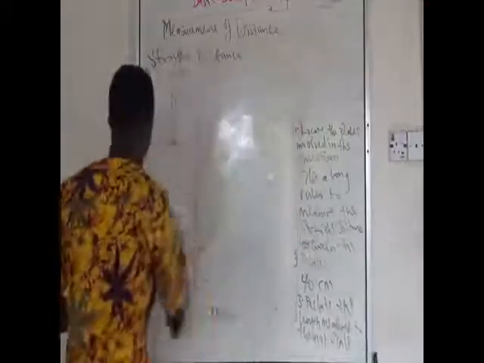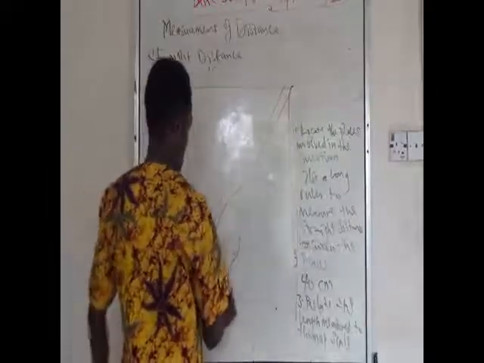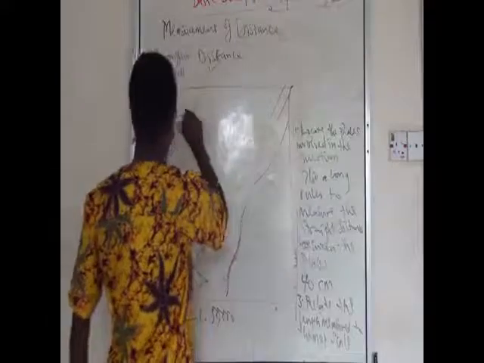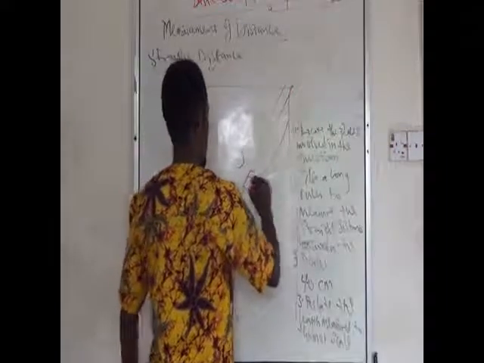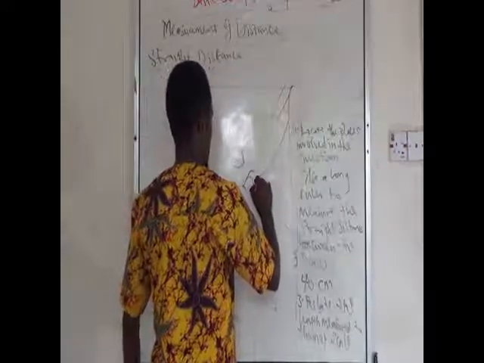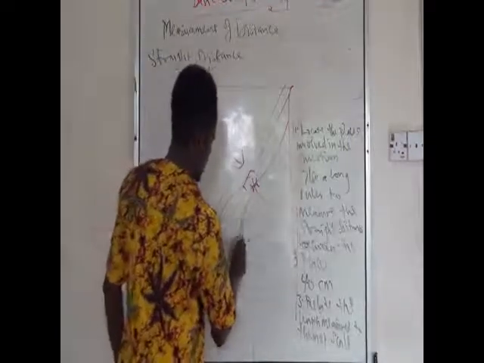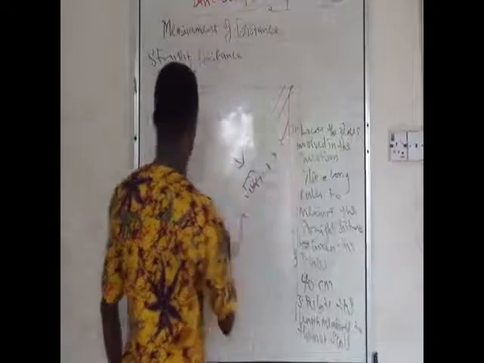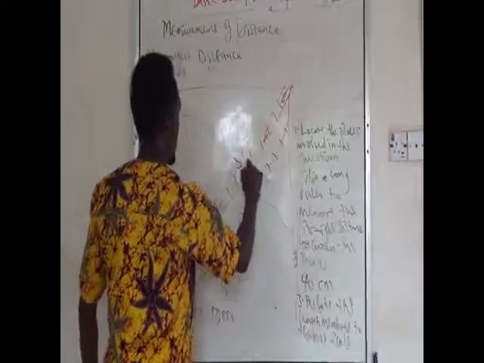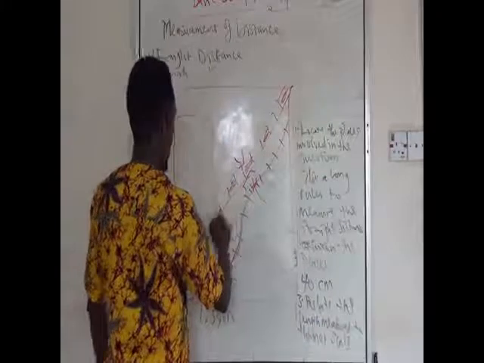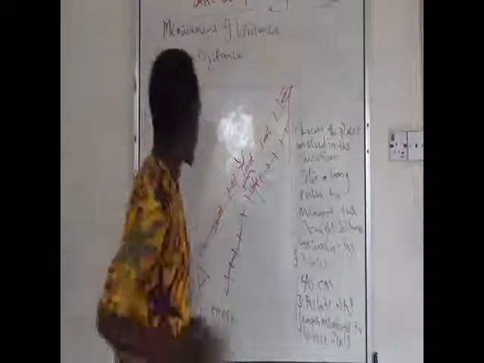We return to our map. We have our road. We have our railway line. We have our river. Of course, this is a bridge. Then we have another bridge here. This is our river. This is our railway line. Then car road. Good. Measurement of curved distance.